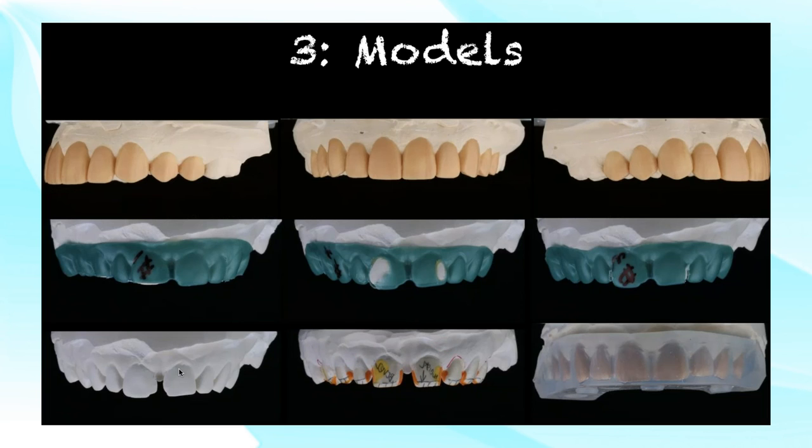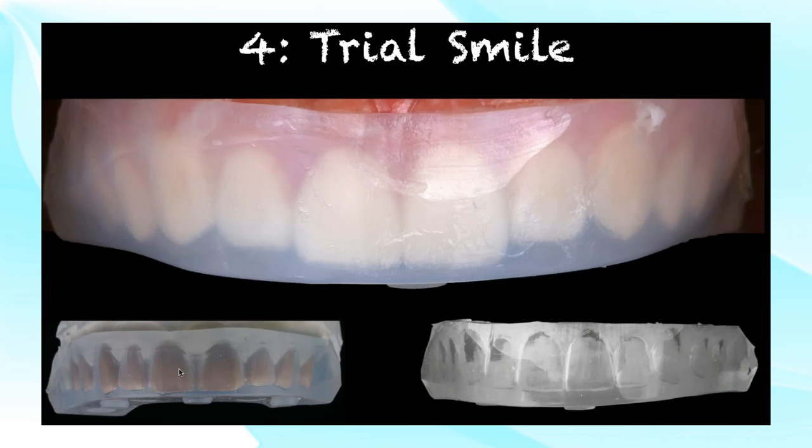So the patient can be confident that her teeth are being taken care of because we're practicing responsible aesthetics. Finally, and the most important thing that the patient is going to care about is going to be the trial smile. So this matrix, this clear matrix, is going to be used to do some temporary veneers. And this is what it looks like inside the patient's mouth.